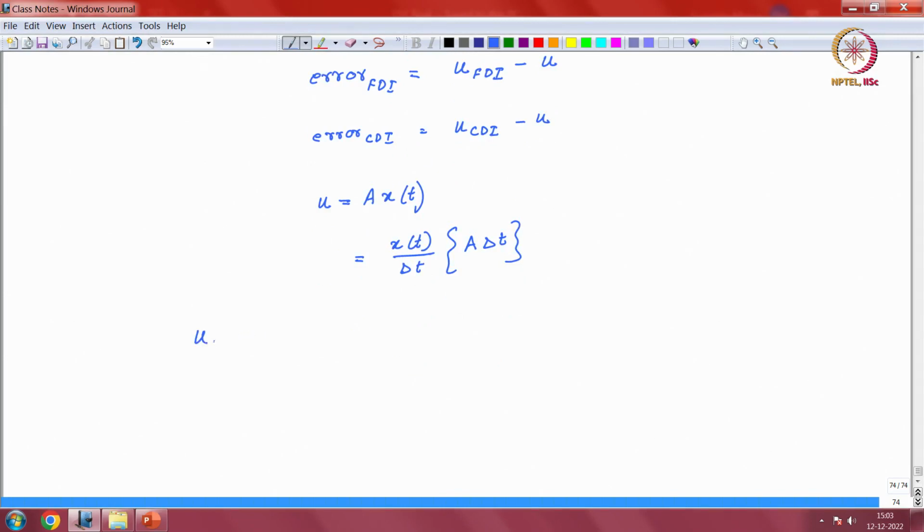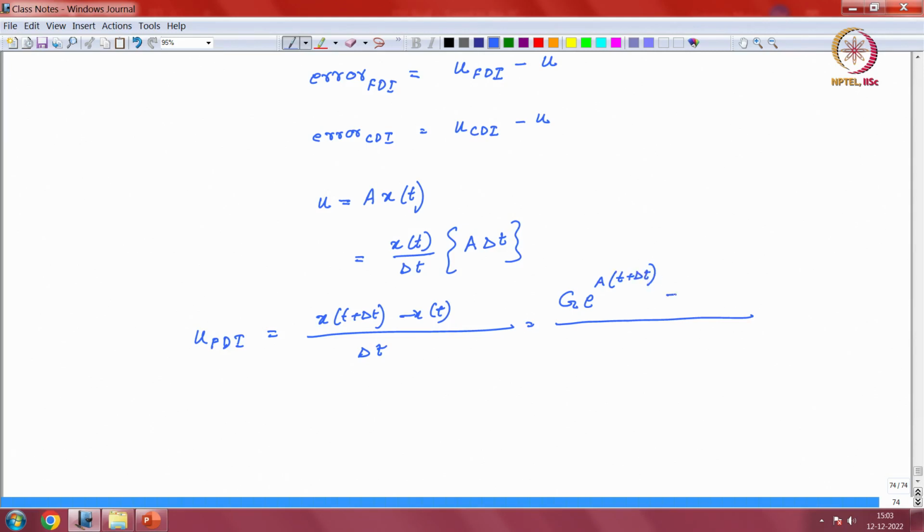Now this quantity we can calculate simply by evaluating. Now, since we know x(t) exactly because we integrated it and we said it is equal to some g times e to the power at, we know that the first expression can be rewritten as this. Just a second. A times delta t.